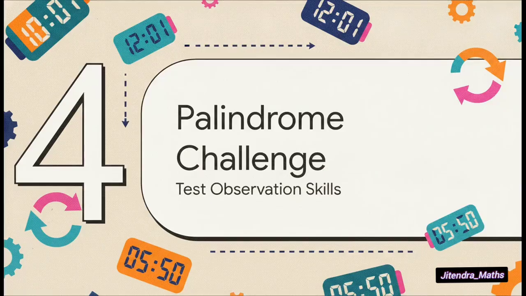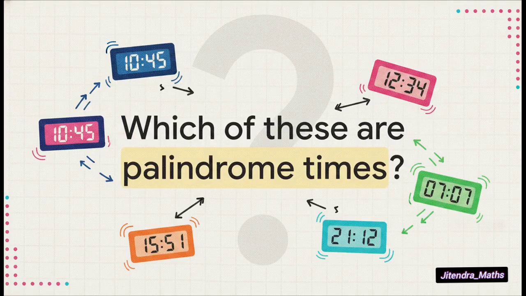Okay, section 4, the quick palindrome challenge. Time to test your observation skills. Let's actively put this to the test. I'm going to read these five times aloud. I want you to take a brief second, maybe even literally pause this explainer, think it through using our three-step rule, and guess which ones are the true palindromes. Ready? Here are the times. 10:45, 12:34, 15:51, 21:12, and 7:07. Run the rule in your head and lock in your picks.